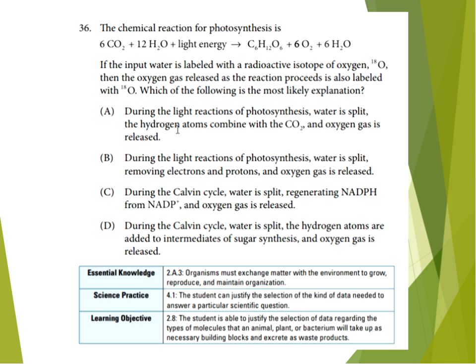So this is saying if the input water is labeled with a radioactive isotope of oxygen, which would be oxygen 18, then the oxygen gas released as the reaction proceeds is also labeled with the radioactive isotope. So which of the following is the most likely explanation? So this is kind of testing what you remember about photosynthesis. So A says during the light reactions of photosynthesis, water is split, which is true.